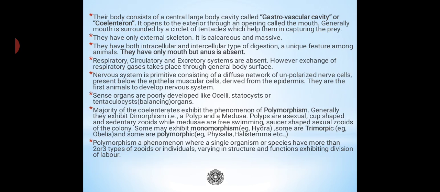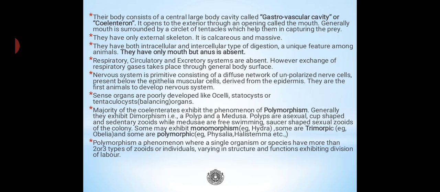They have only external skeleton. It is calcareous and massive. They have both intracellular and intercellular type of digestion, a unique feature among animals because it is not seen in any other animal groups. And they have only mouth, but anus is absent, a very peculiar characteristic.